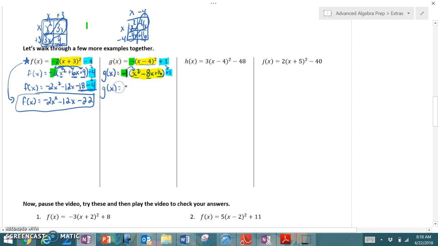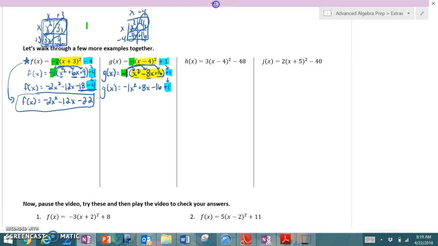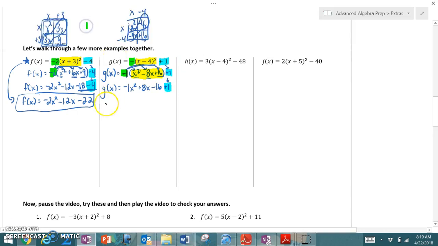Okay? So I have a negative 1 times x squared is negative 1x squared. Negative 1 times negative 8 is plus 8, and it has an x. And then negative 1 times 16 is negative 16. Don't forget to bring down the plus 1. Okay, so again, the only thing now I haven't dealt with is the plus 1 on the end. So final step, I combine my terms.